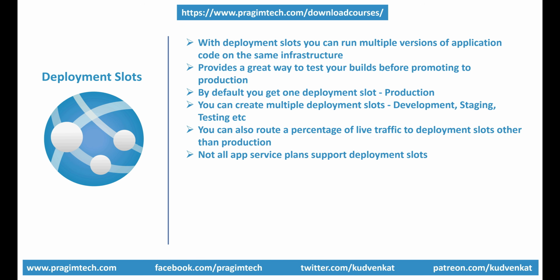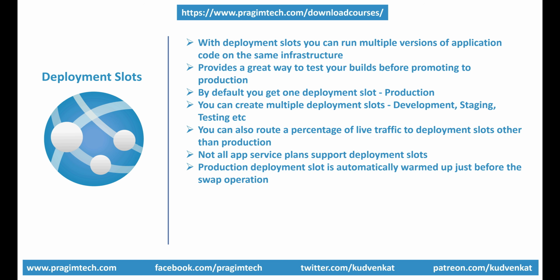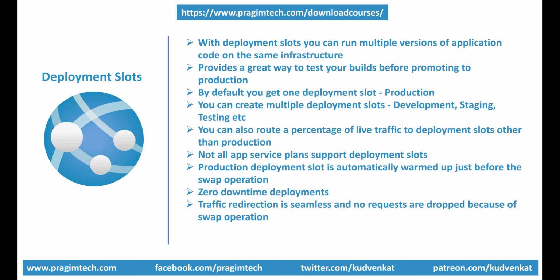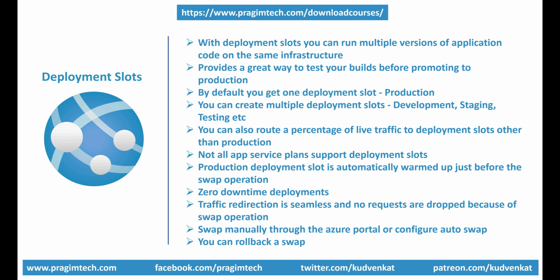Not all App Service plans support deployment slots. The production deployment slot is automatically warmed up just before the swap operation. So this means we get zero downtime deployments. Traffic redirection is seamless and no requests are dropped because of the swap operation. We can swap manually through the Azure portal, or we can even automate this by configuring auto swap. We can even roll back a swap anytime we want to.